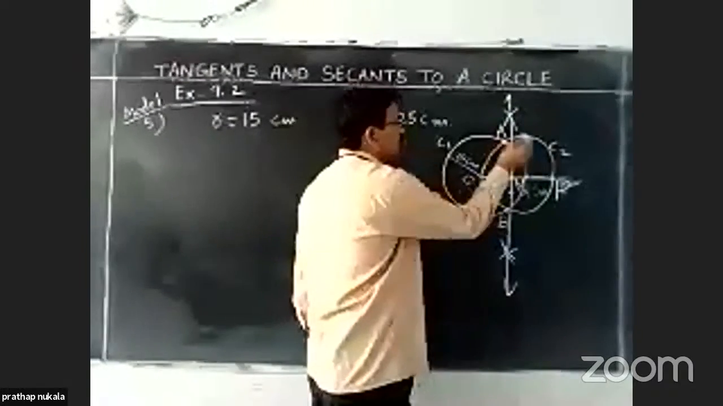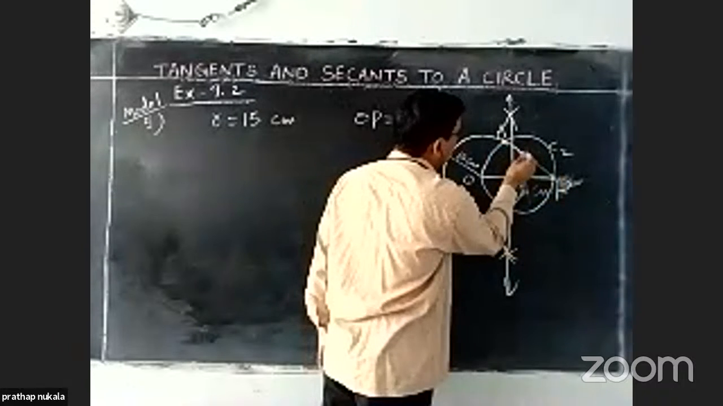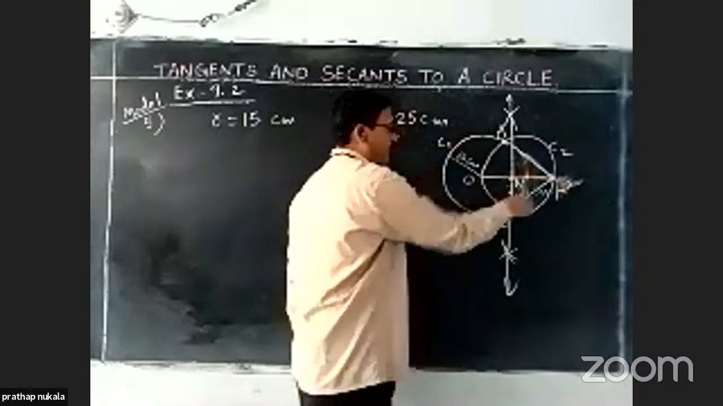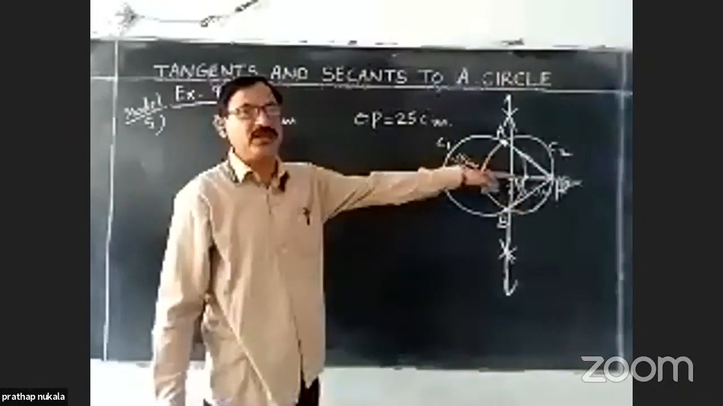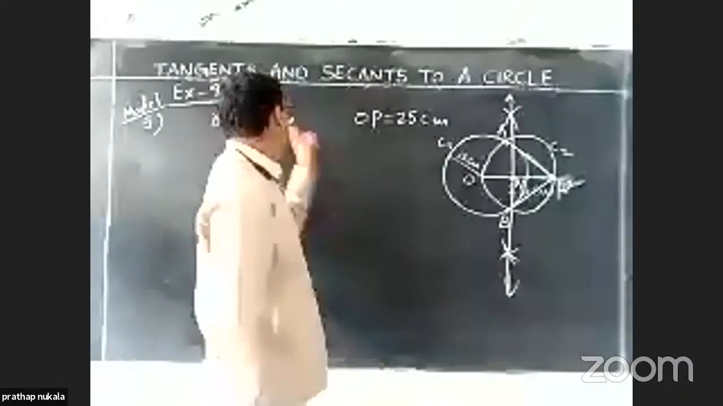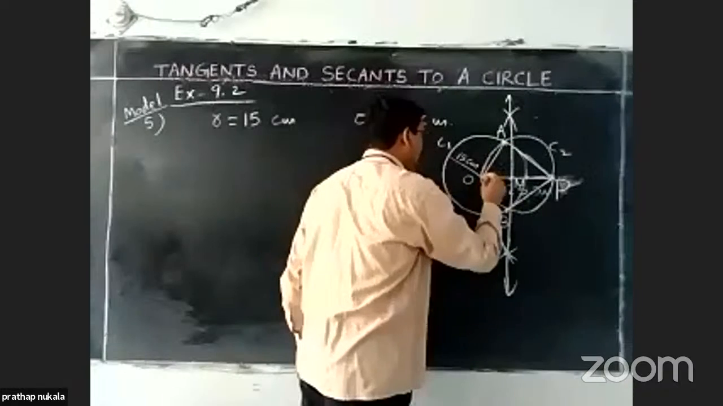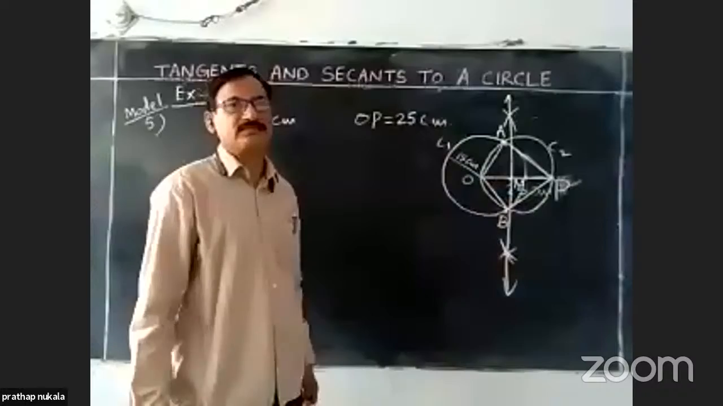Now, join P and A and P and B. That's all. Then PA and PB are the required tangents from external point P to the given circle of radius 15 centimeters. That's all. Join OA and OB. That construction will be completed.